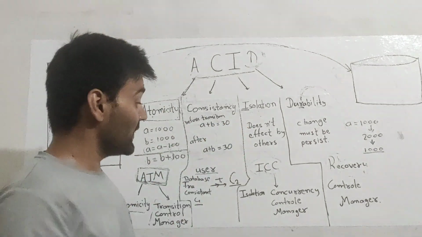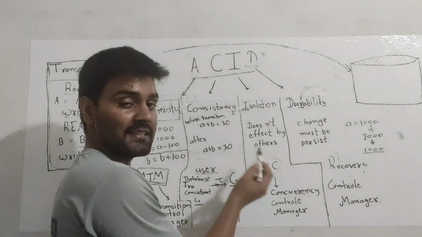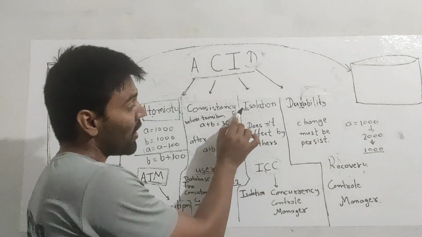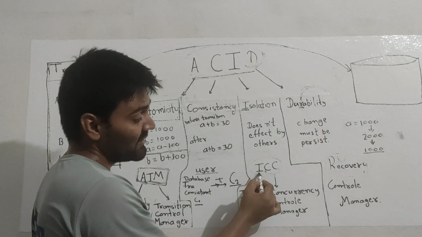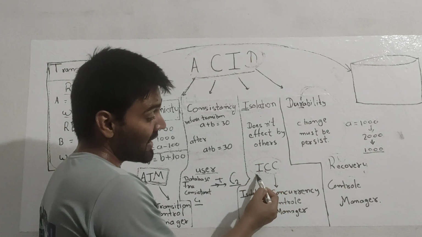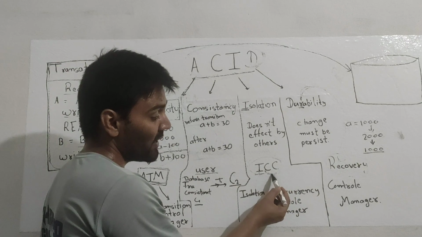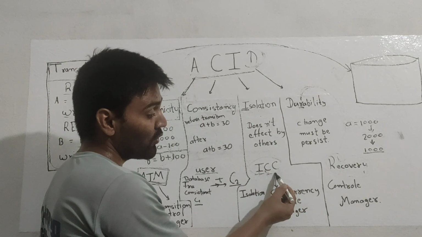Then isolation, you can remember this by ICC. ICC Bank, so isolation, ICC. The isolation property is ensured by the concurrency control manager.